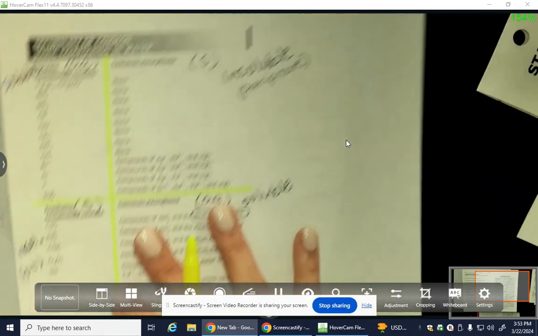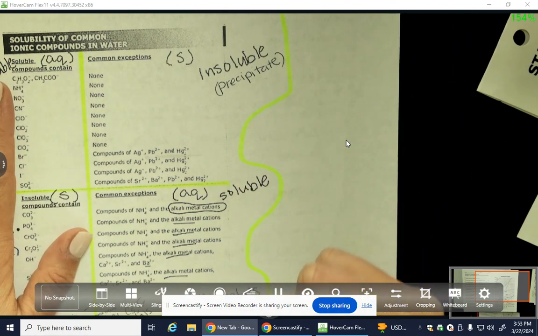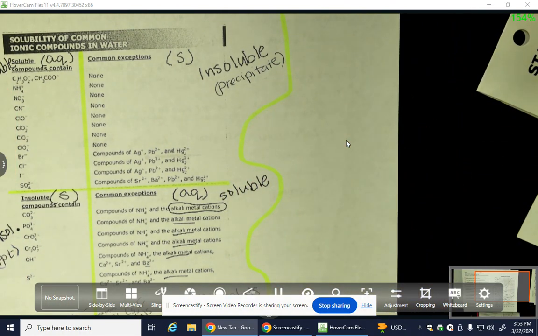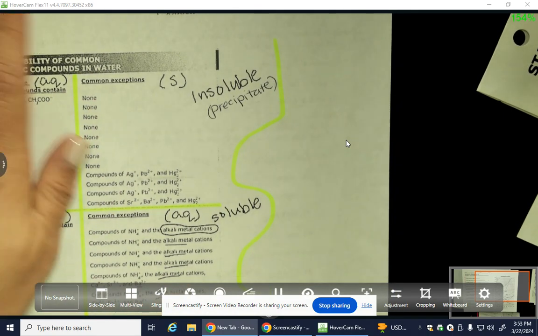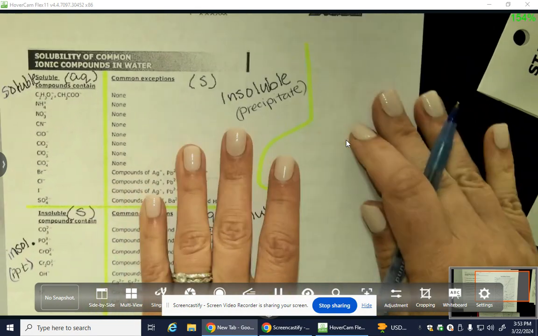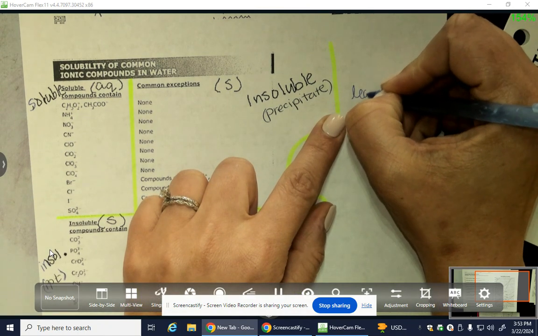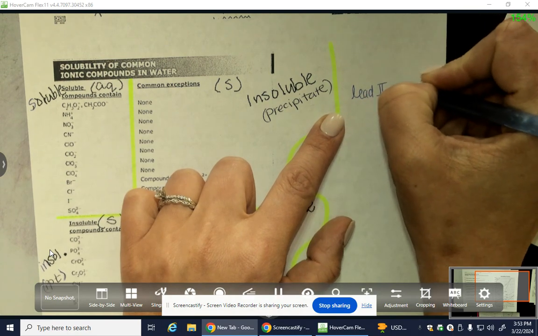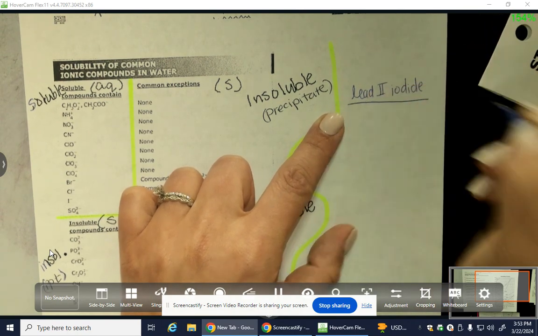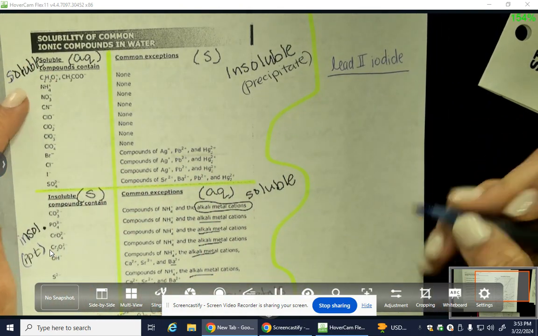So we're going to write down, the best way to do this is me to show you an example, and then you start trying it out on your own, okay? And when I say on your own, we're actually going to do 3 more examples after, but on a new page, all right? So for our first example, because that's the best way to learn this stuff, we're going to go ahead and have lead 2 iodide. Lead 2 iodide.